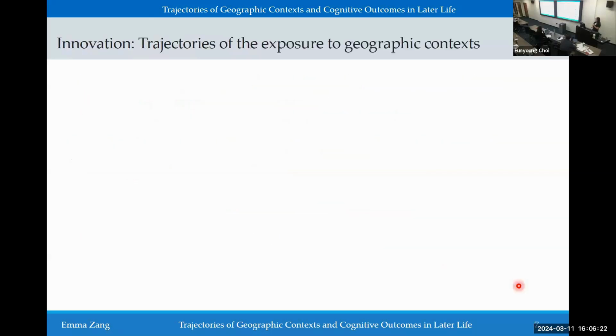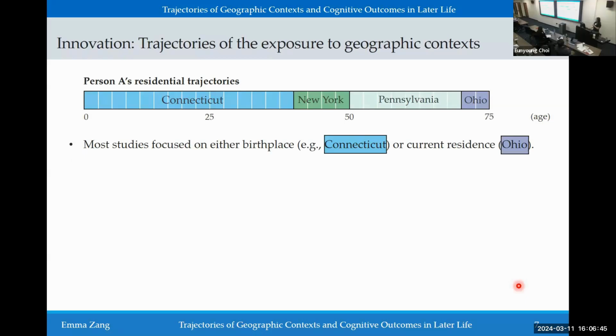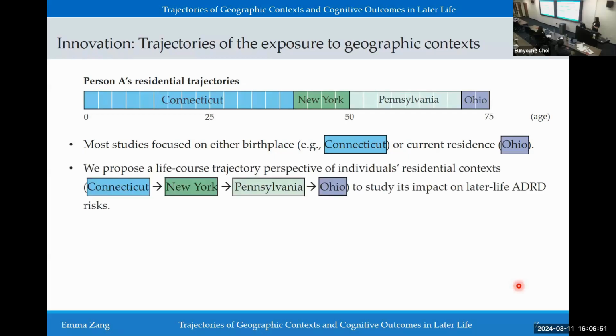So the major innovation of this broader project we're doing is to examine the trajectories of exposure to geographic contexts. For example, say we have a person A who lives in 4 states during his life course: Connecticut, New York, Pennsylvania, and Ohio. And the x-axis is age. Most studies focus on either the birthplace, which is Connecticut, or the current residence, which is Ohio. We propose a life course trajectory perspective of individuals' residential context. That is, we view the whole trajectory to study its impact on later life ADRD risks.